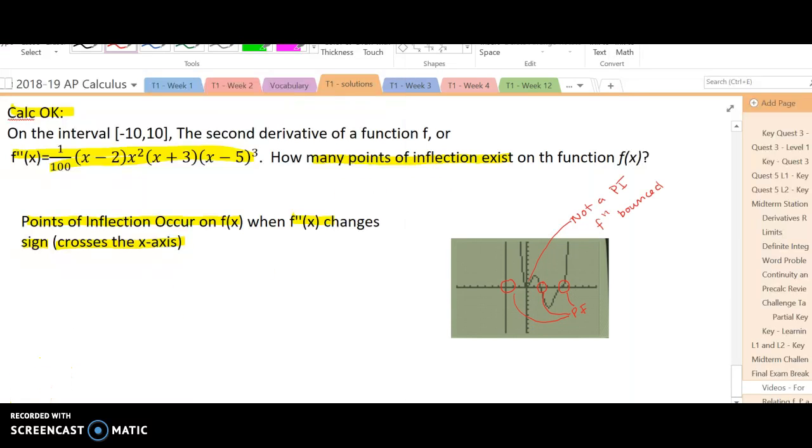If you were asked what inflection would happen at, we could take a look at these zeros. We'd have 1 at 2, 1 at -3, and 1 at 5. We would not have 1 at x squared because we bounce.